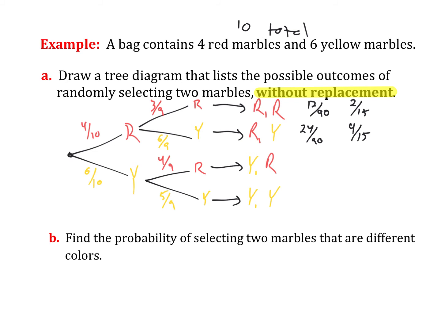Yellow, then a red. We'd have 6 and then 4. So same as before, we're going to have 24 90ths, 4 15ths. And then yellow, yellow, we'd have 6 tenths and 5 ninths. 6 times 5 is 30 over 90. Well, that would be 1/3. Now, if we did this correctly, all of these should add up to be 100%, or 15 out of 15. So 2 plus 4 is 6, 6 plus 4 is 10, 10 15ths plus 1/3. Well, 1/3 is 5 15ths, so 10 plus 5, yeah, that works.